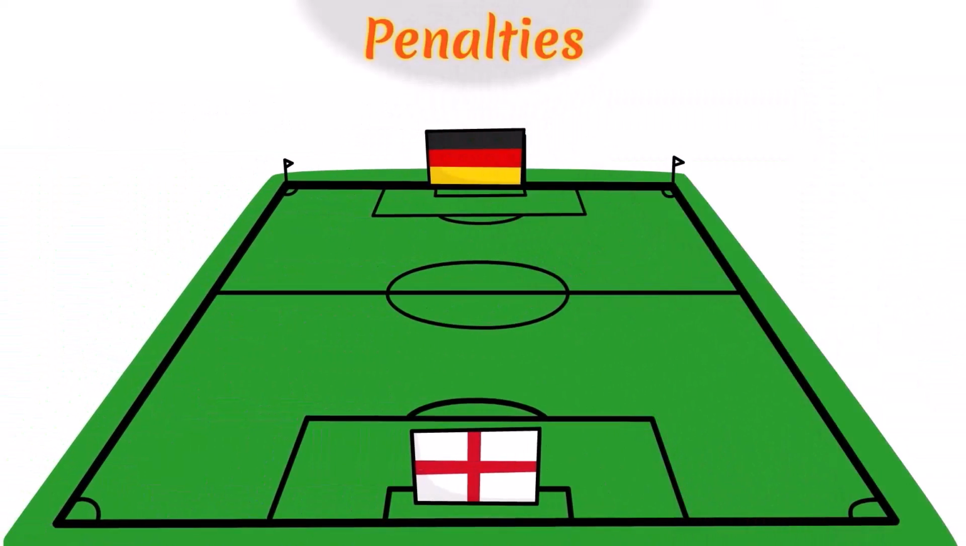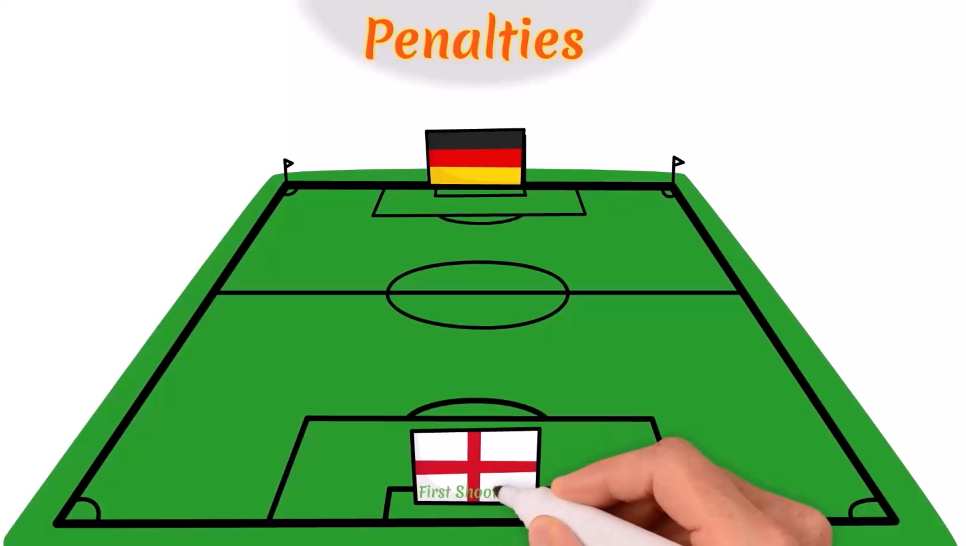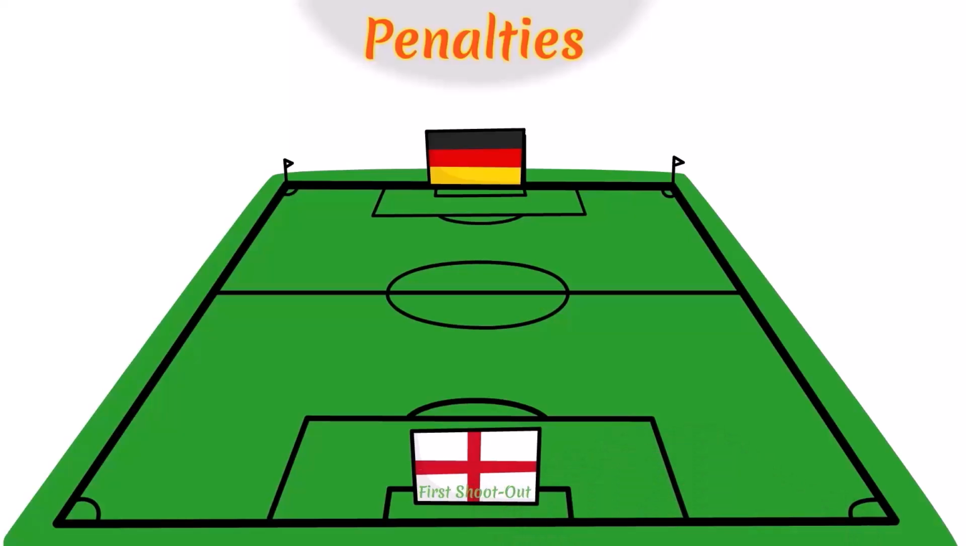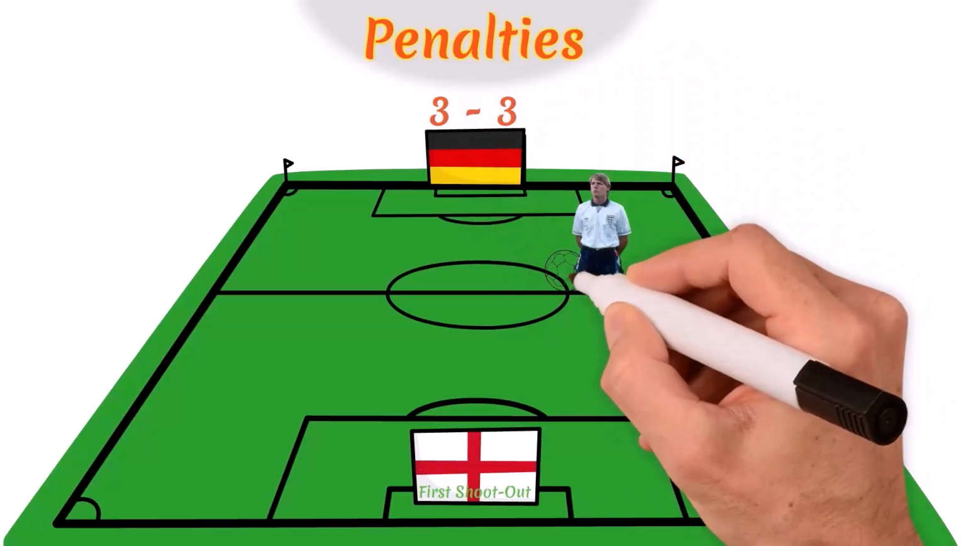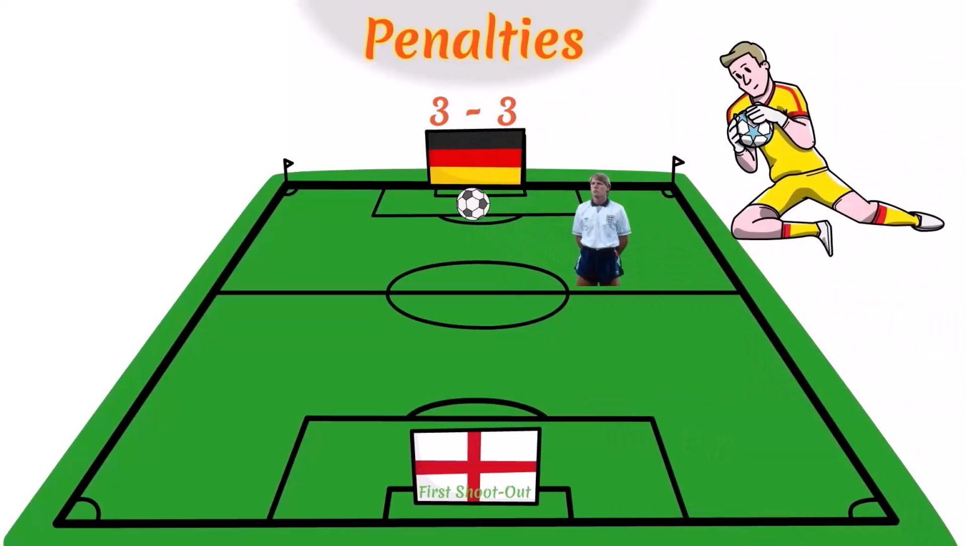This was England's first ever penalty shootout. The first 6 penalties were scored. Stuart Pearce stepped up at 3-3. He blasted the ball, but it went down the middle and was saved. Olaf Thon made it 4-3 to Germany.